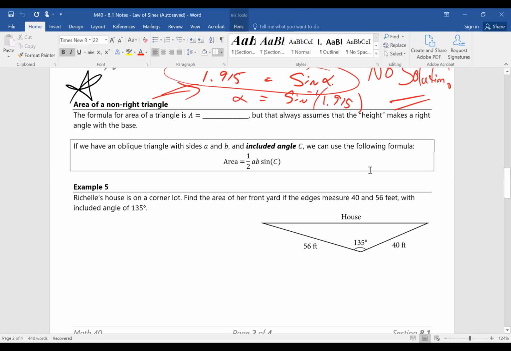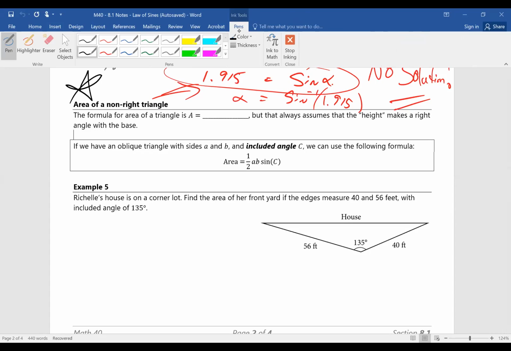Okay, we're back. Here's a second video for section, not 6.1, but 8.1. And some cool stuff coming up here. We kind of did the hard part in the first video, as far as using the law of sines to solve for one triangle or two triangles or an ambiguous case where you can't get anything.